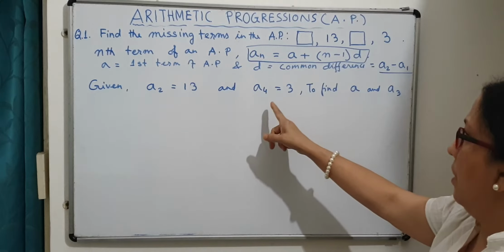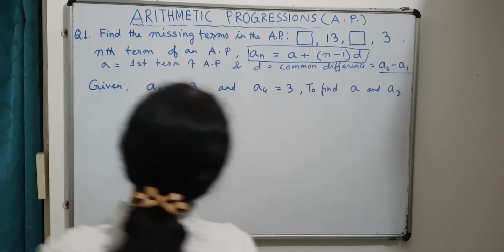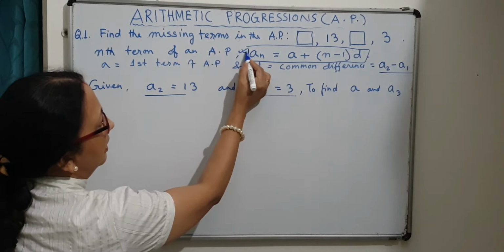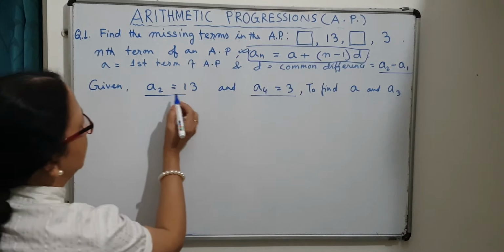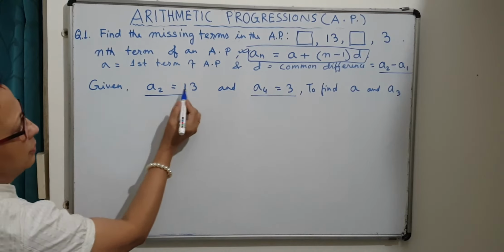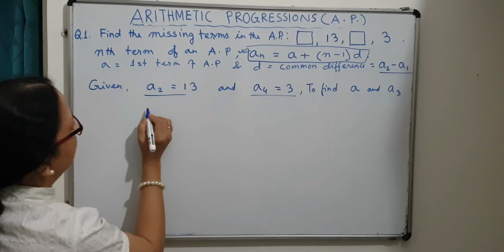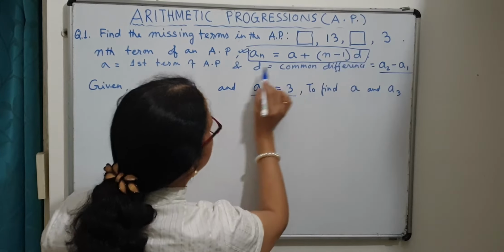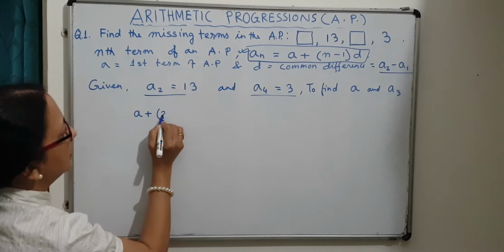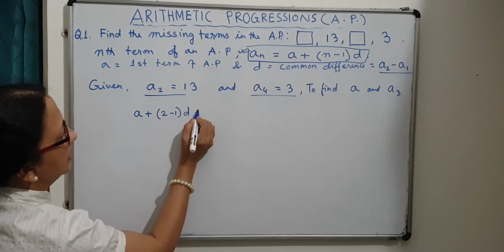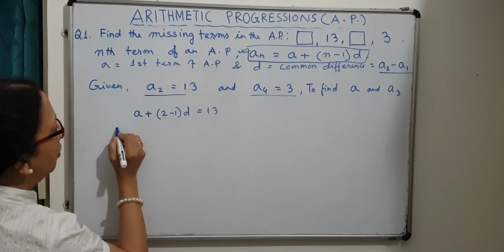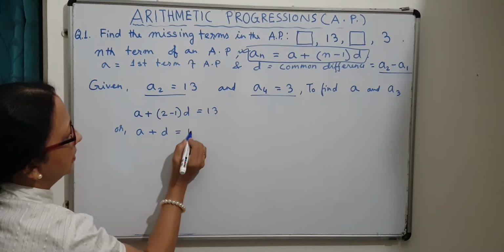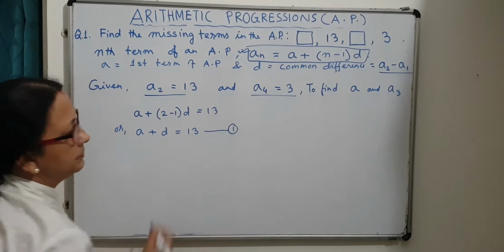So this is the question we have defined. Now what is given? These 2 things are given to us, so we'll be using this formula. For a2, n is equal to 2. So what will be a2 by this formula? It will be a plus (n minus 1)d. N is here 2, so it is 2 minus 1 into d is 13, or a plus d is equal to 13. We got the first equation.